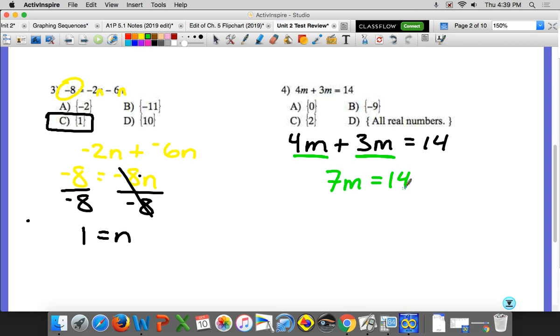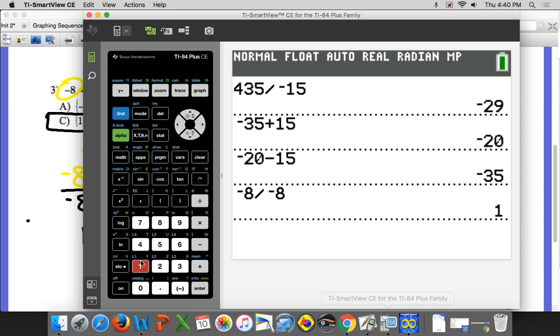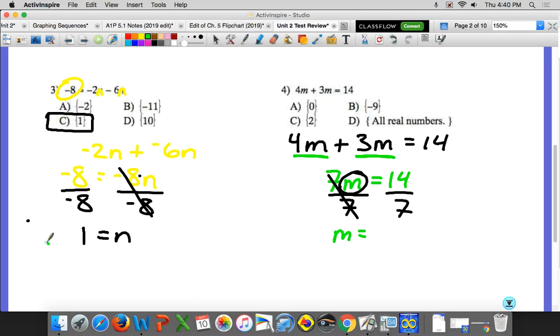And then going back to problem number 1 once again, 7 and the m is the same thing as multiplication. So in order to undo that, we have to divide. The 7's cancel out. So we're left with that m, which is what we want. So we bring it down, and then we just do the math in our calculator. So we have 14 divided by 7, and that gives us 2.